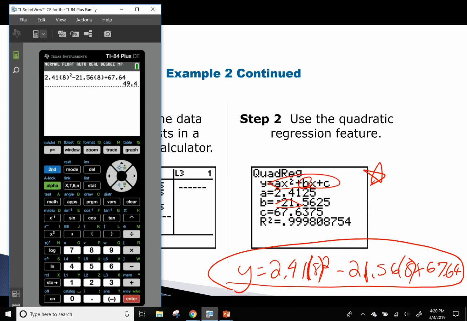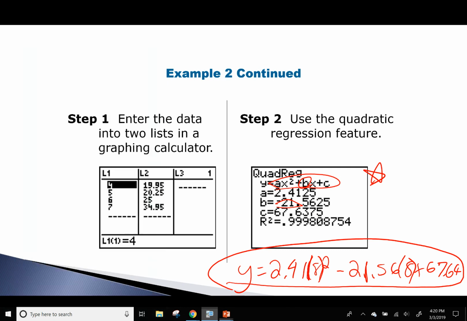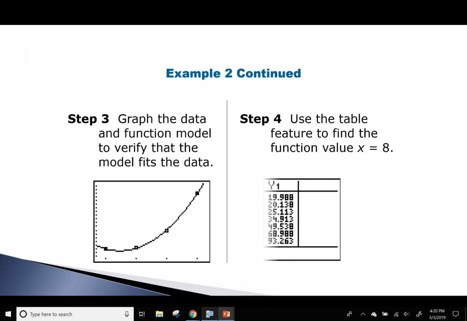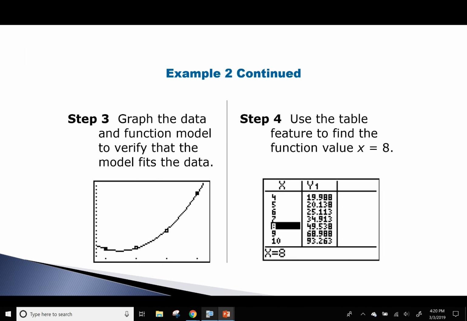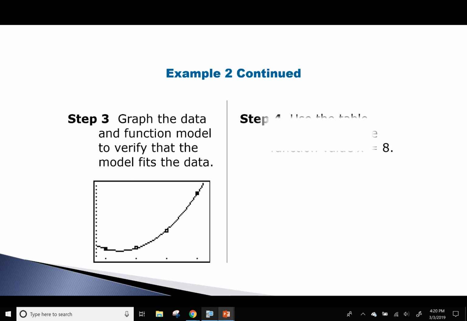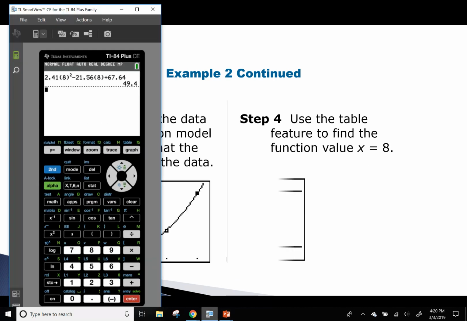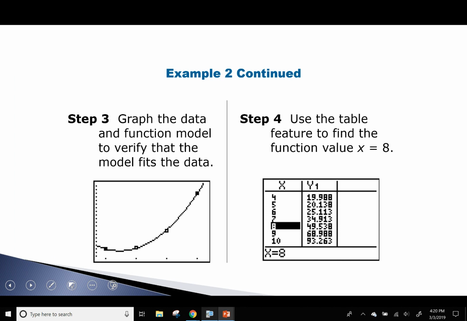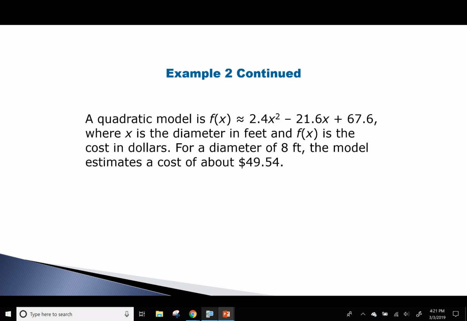So if we have a pool with a diameter of 8 feet, I don't remember if it was feet or not, but it would cost about $49.40, right? Now this, obviously, it rounded it a little different, but they got very close to the same amount that we got. It's just going to depend on how much you round.